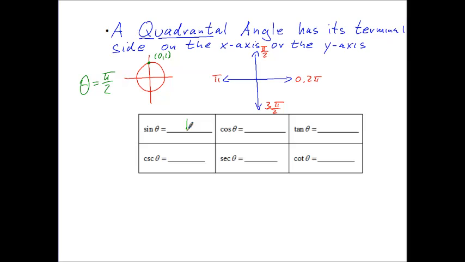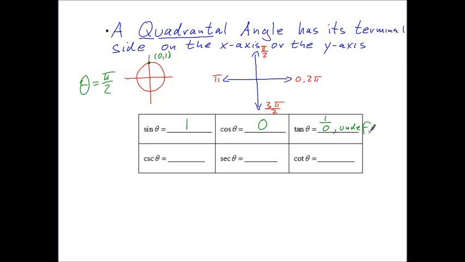What's the cosine of theta then? That's the x-coordinate, and that's 0. The tangent is the y-coordinate over the x-coordinate, 1 over 0. Uh-oh, that's not possible. So this one is undefined.